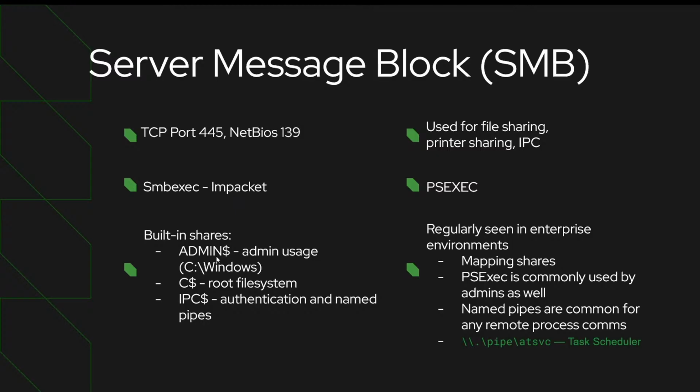So admin$ maps directly to C:\Windows. Simply put, if I'm mapping a share, typically you're going to have //computername/ and then the folder. In these cases, if I'm trying to access the C drive of that system, I'll put the hostname/C$, and now I'm accessing the C drive of that remote system. Same thing with admin$, it goes to C:\Windows. IPC$ is always called whenever you're trying to authenticate to a remote system, and it's also where all of your named pipes come in.